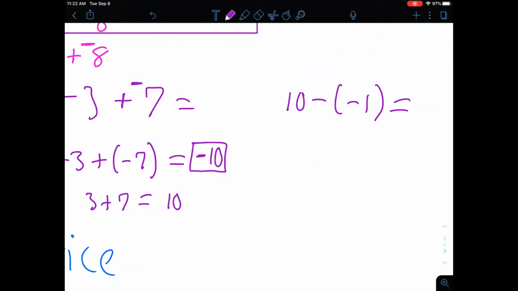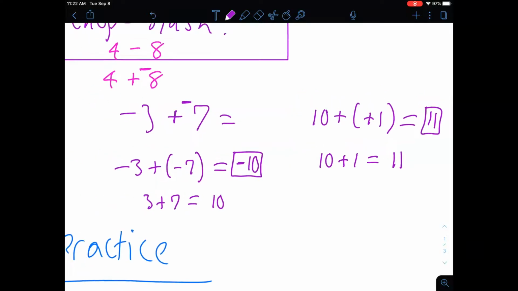And then the last one, we have 10 minus negative 1. We change it to addition, so we're going to chop, chop, or change the sign, add a line. Now we have 10 plus 1, which equals, what's 10 plus 1? That's going to be 11. And both signs are positive, so it's going to stay positive.